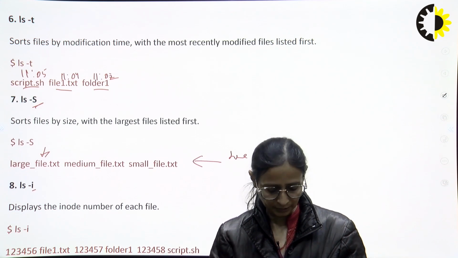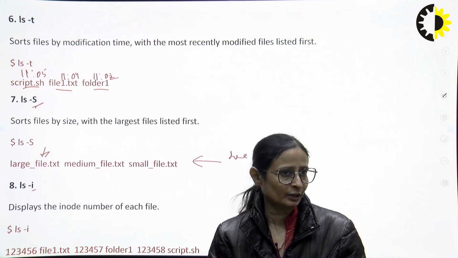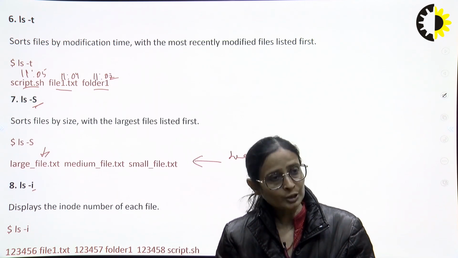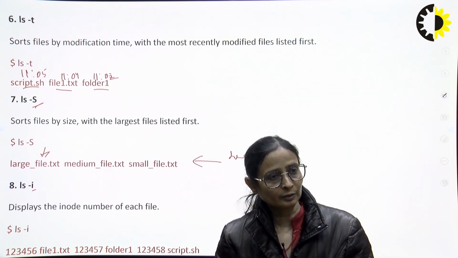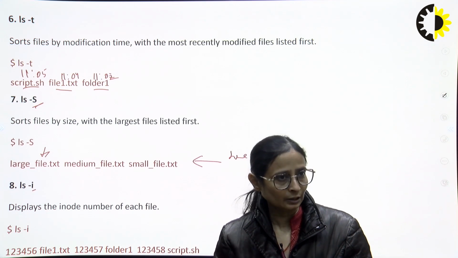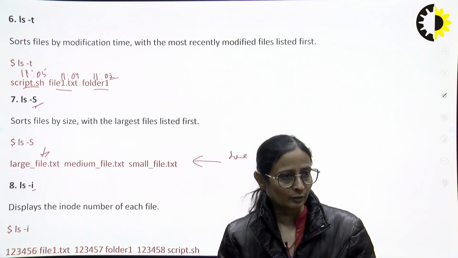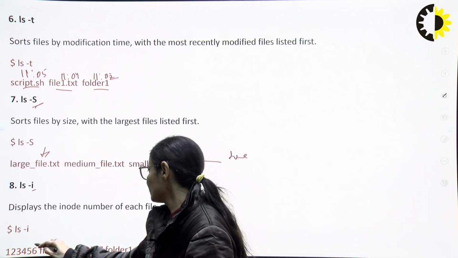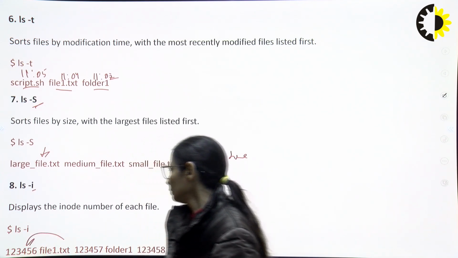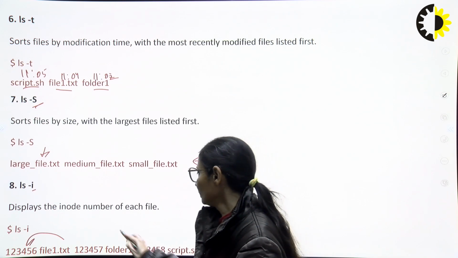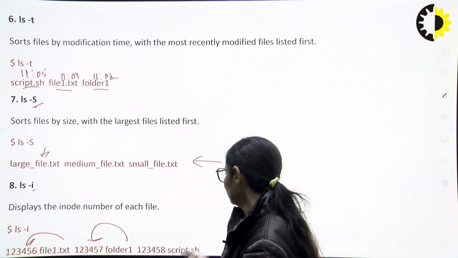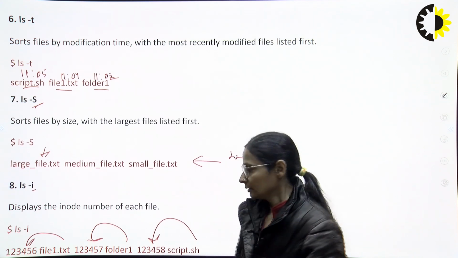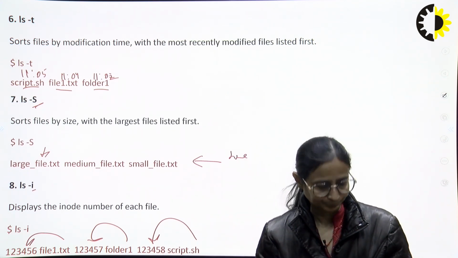So for the time being, the inode number is the unique identification number of my file, and basically it is used to locate where that particular file is physically present on my file system. So here I have the file name, then this is the inode number for this file. For this particular directory, this is the inode number. For this particular shell executable file, this is the inode number.